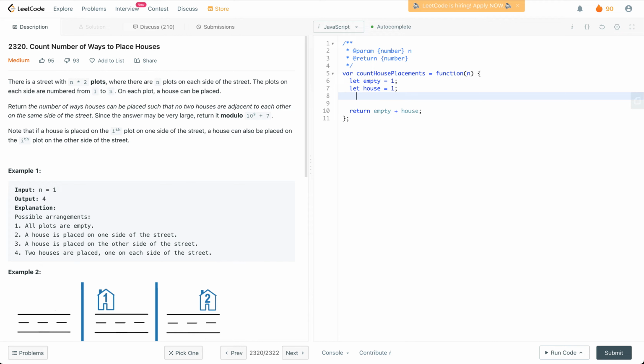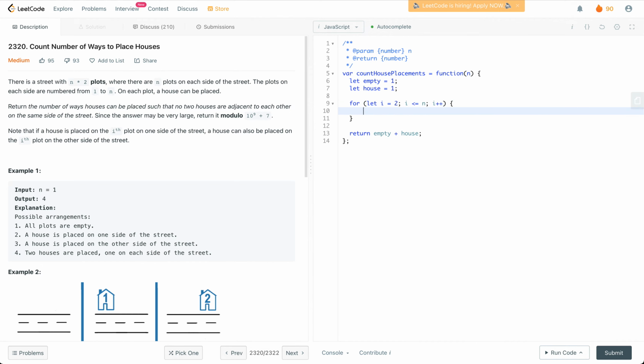Now that we are done with our base conditions, we should see what we are going to put in the recurrence relation. So let's have a for loop that starts at i is equal to 2. This is the case where i is going to be 1. So we only need to think about i is equal to 2, and i is going to go all the way until n, and at the end, we have i plus plus. So i tells you about the current state where we are.